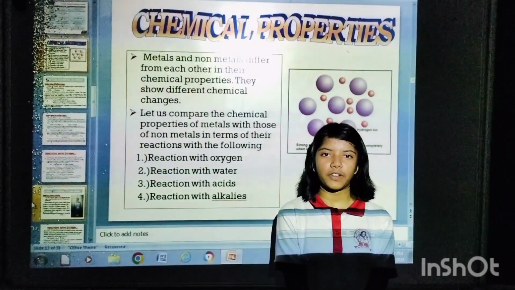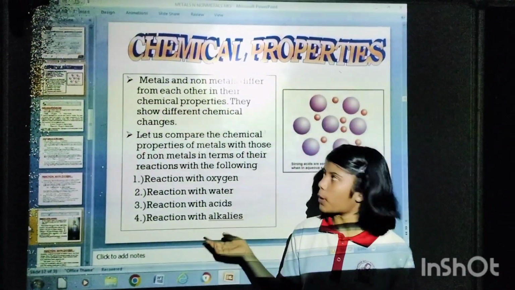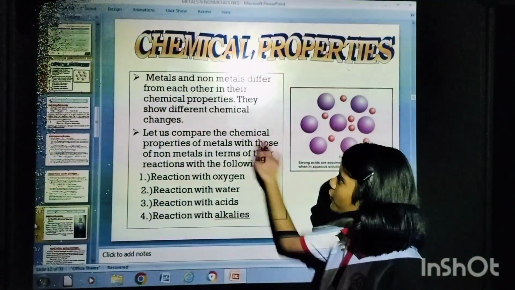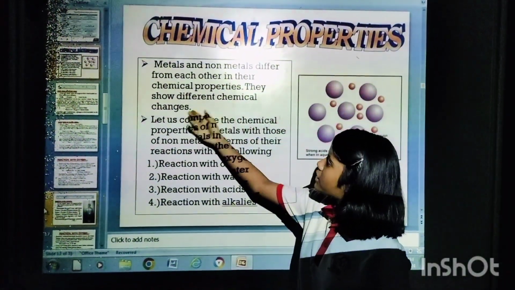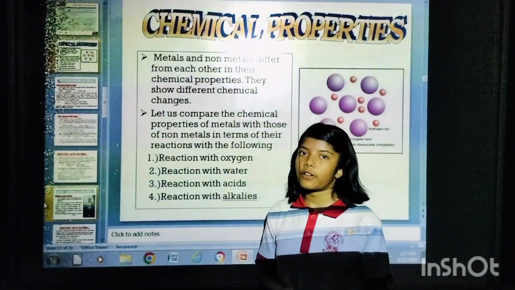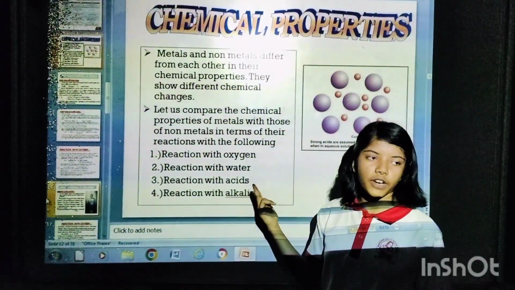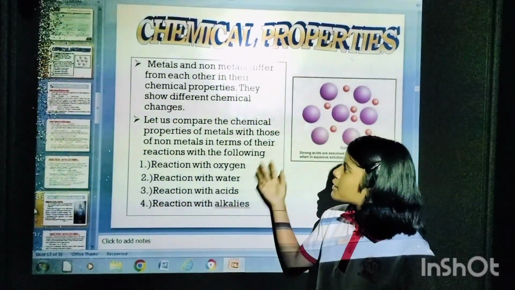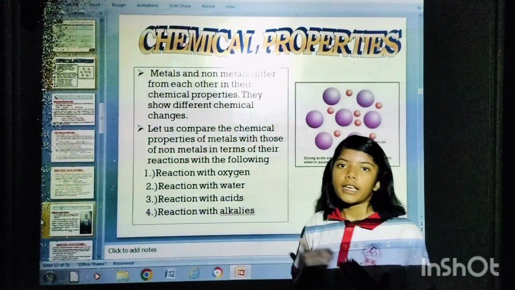Good afternoon everyone. My name is Ishamani and I am from 8th standard. My topic is chemical properties. Metals and non-metals differ from each other in their chemical properties. They show different chemical changes, so with the chemical properties we can find the difference between metals and non-metals.